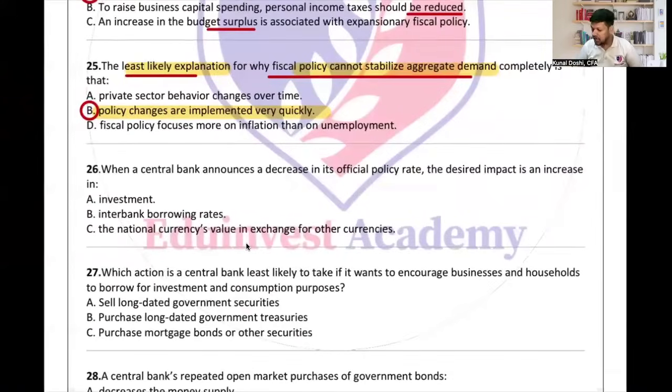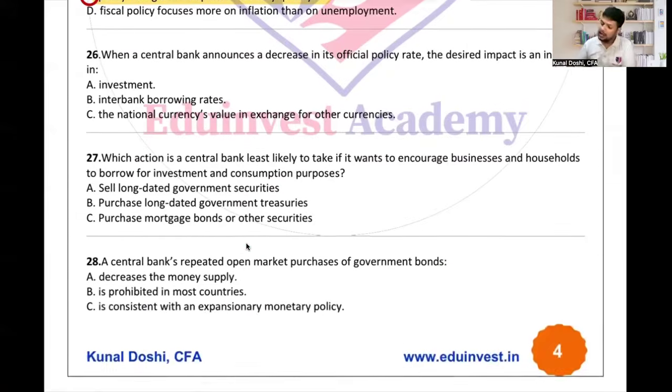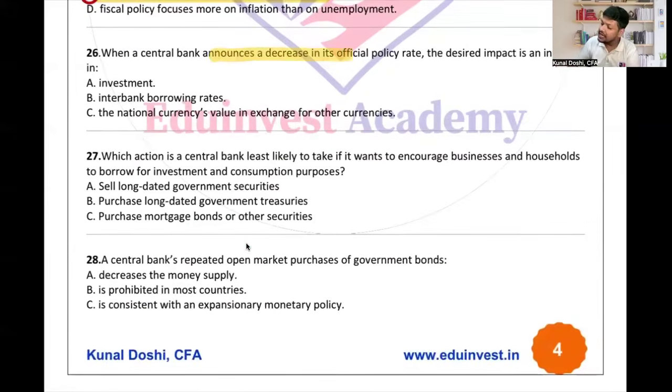Fiscal policy focuses more on inflation than on unemployment. Fiscal policy is going to focus more on inflation? Fiscal policy basically focuses on increasing the biggest... What is the biggest objective of fiscal policy? Growth, correct? The biggest objective of fiscal policy is growth and redistribution of wealth. Compared to that, monetary policy's biggest objective is to keep the prices stable. Got it? Right?